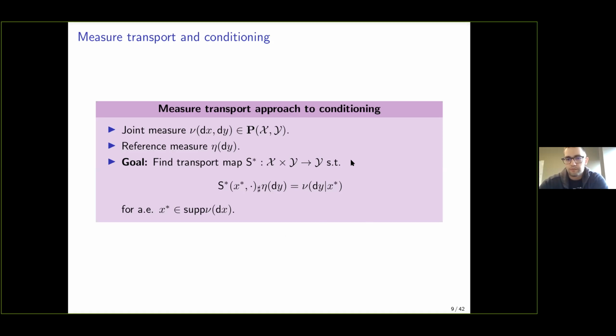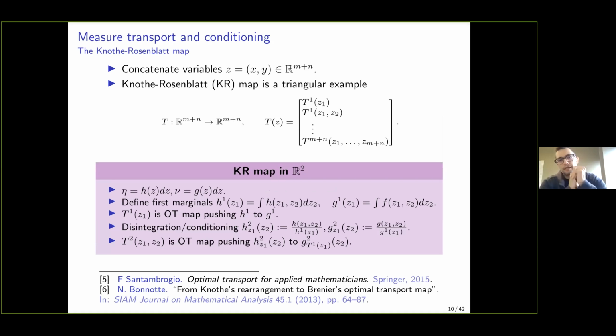At first sight, there's no reason for this to be true, or even possible. But it turns out that you can actually construct such maps explicitly, and it's something called the Knothe-Rosenblatt map. It's been studied extensively in the literature, and it's a pretty old idea. I'll just tell you very briefly the main idea in constructing it, because it can be a handful to describe. But this book of Santambrogio has a very nice description of it, so I highly recommend looking at that.